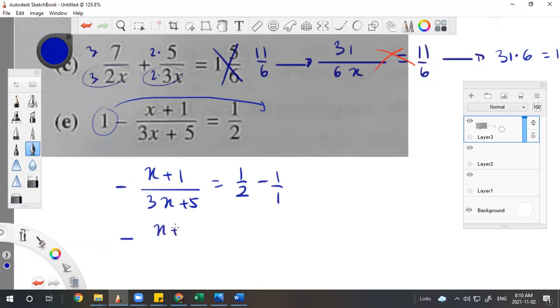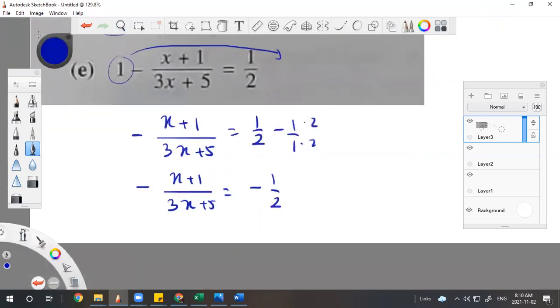So minus x plus 1 over 3x plus 5 equals, ini kan times 2 times 2. Negative 1 over 2 ya. Oke. 1 minus 2 kan negative 1. Nah, di sini kita bisa ngapain? Kita bisa cross negatifnya biar lebih gampang. So we can annihilate the negative. So tinggal begini.